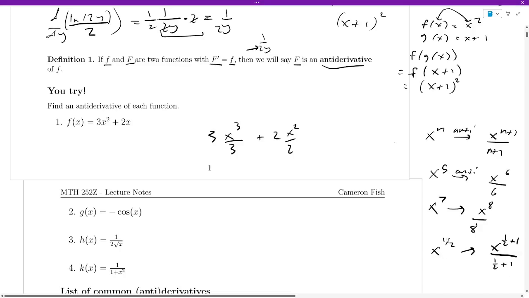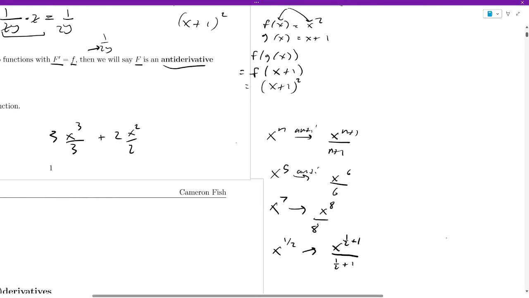We should be able to do that in our head though, or at least simplify. So 1/2 plus 1, that's 1/2 plus 2/2, otherwise known as 3/2. So that's a really common one. A 1/2 will go to a 3/2. So if I simplify this, I'll have x to the 3/2, and my denominator is the same. It always matches the new exponent.